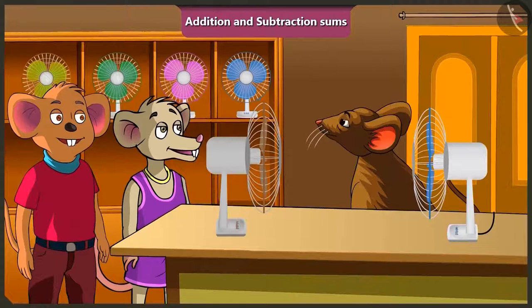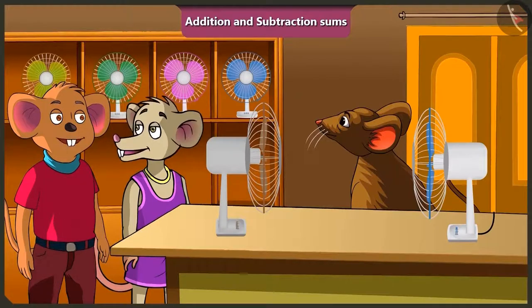Oh Chuchu brother, you are too much. Now take a new fan. The new fan is for 78 rupees only. Chichi, I have only 58 rupees as of now. How can I take a new fan from only this much money? Don't worry, Chuchu. I will talk to the fan seller.